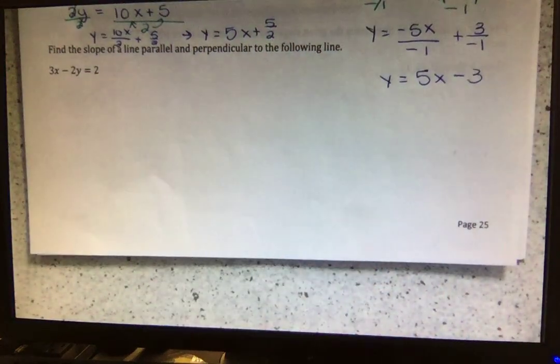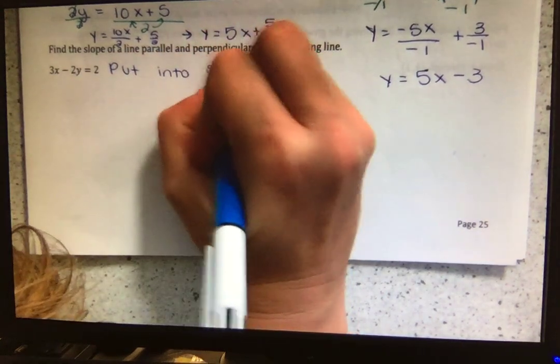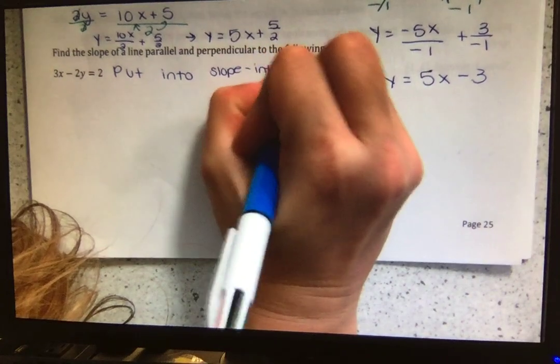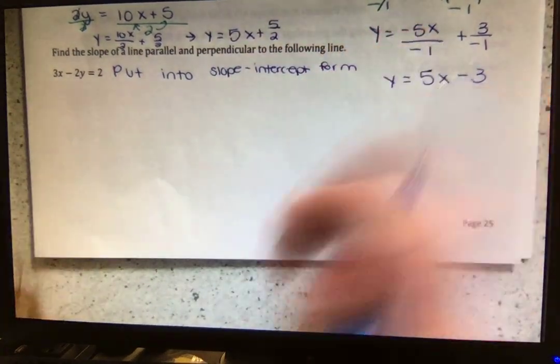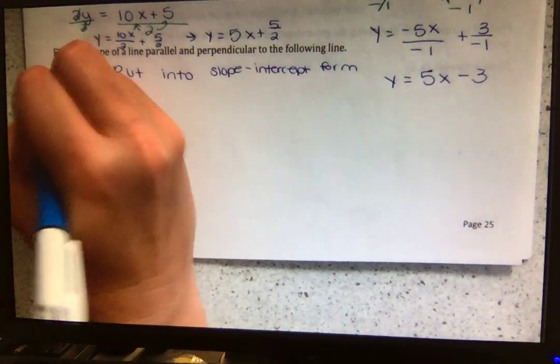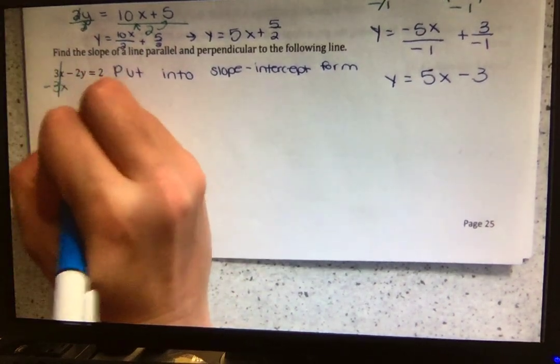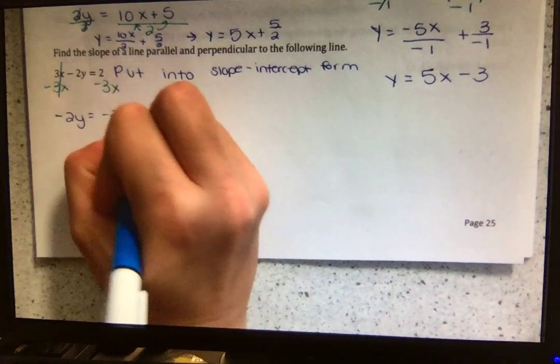All right, let's work on this last problem for this section. Find the slope of a line that's parallel and the slope that's perpendicular to the following line, 3x minus 2y equals 2. Could I just see the slope by looking at it? No, why? Perfect. We have to put it into slope-intercept form first. So I need to solve for y, getting y by itself. Help me out. Perfect. We're going to subtract 3x from both sides. So we have negative 2y equals negative 3x plus 2.